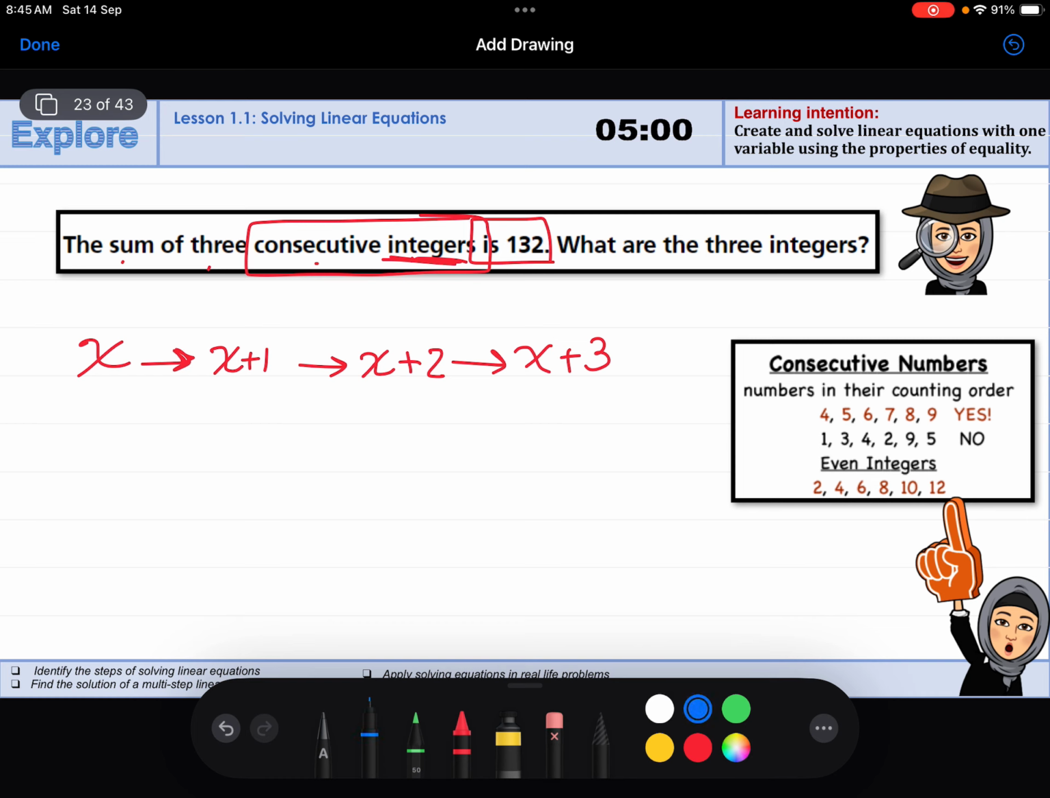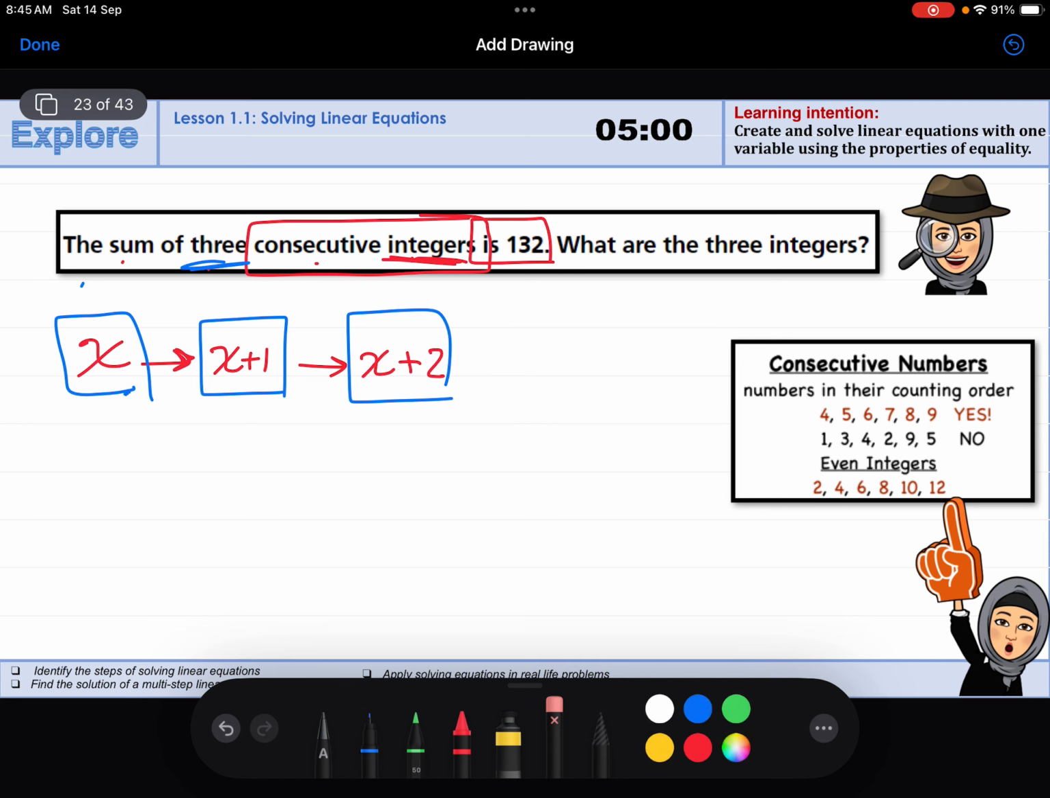So I used one variable x for the first number, okay? And then I kept on using this variable for the other numbers, okay? They only want 3 consecutive numbers only, so no need for the fourth one. So they're saying that the sum of these 3 consecutive numbers is 132. So what does the sum mean? Sum means if you add these 3 numbers, you should end up with a total of 132.